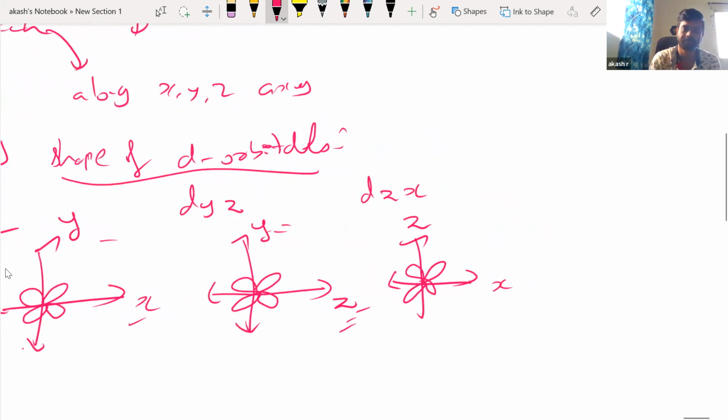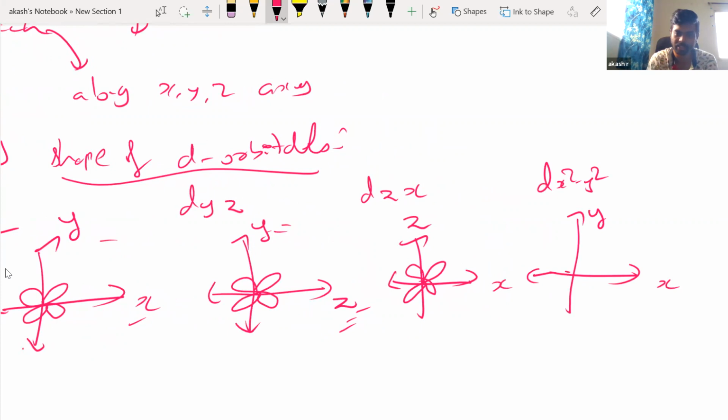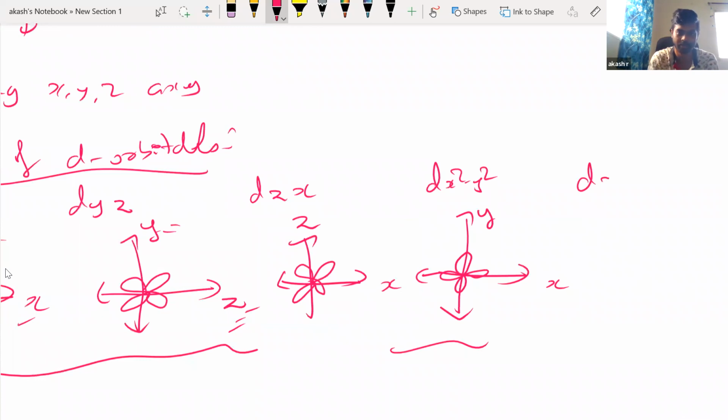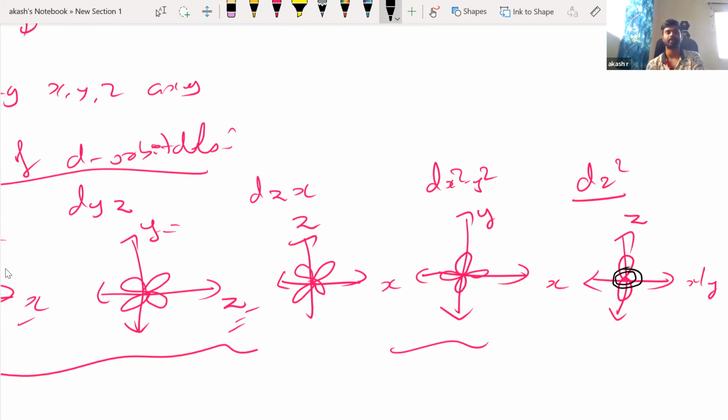Okay, right. Now dx squared minus y squared is going to look like this. This is your y-axis, this is your x-axis. Okay, this is how it looks. Now the difference between these three and this one, I will draw the next one also. That is your dz squared. How does dz squared look? Okay, this is our z-axis. This can be x or y, doesn't matter. Now we are going to have one lobe like this, and surrounding this we are going to have a ring like this. Is it not?